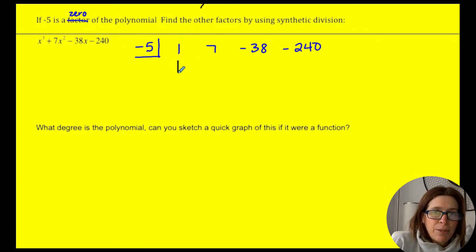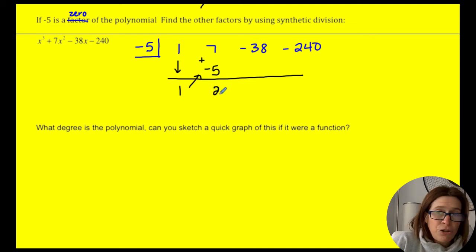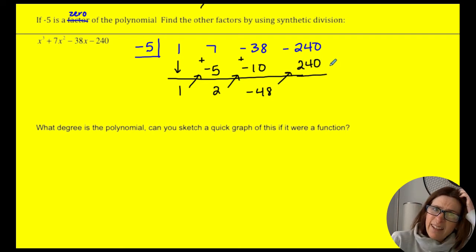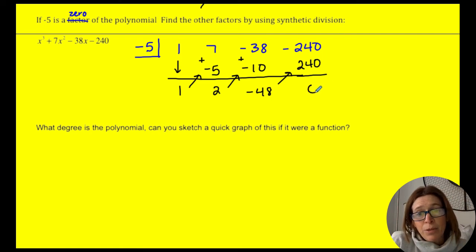All right, so now I'm going to bring down my 1. I'm going to multiply -5 times 1, gives me -5. Going to add down, giving me 2. -5 times 2 gives me -10. I'm going to add down, that gives me -48. -5 times -48 gives me +240. Right? And that gives me a remainder of 0.